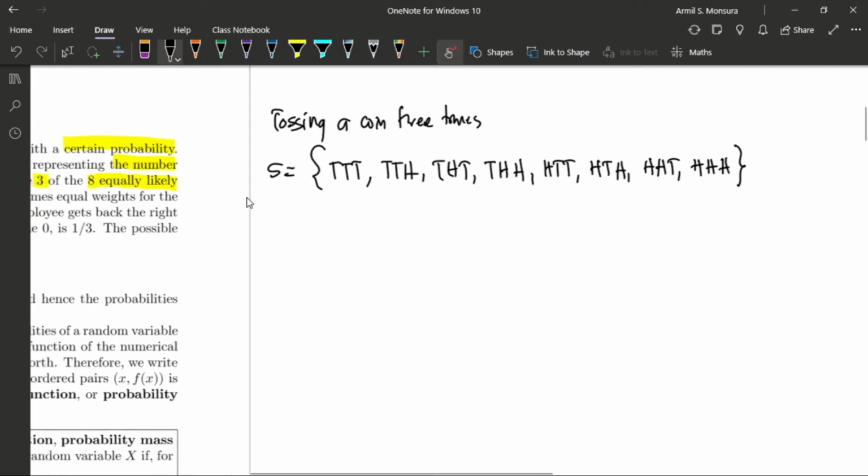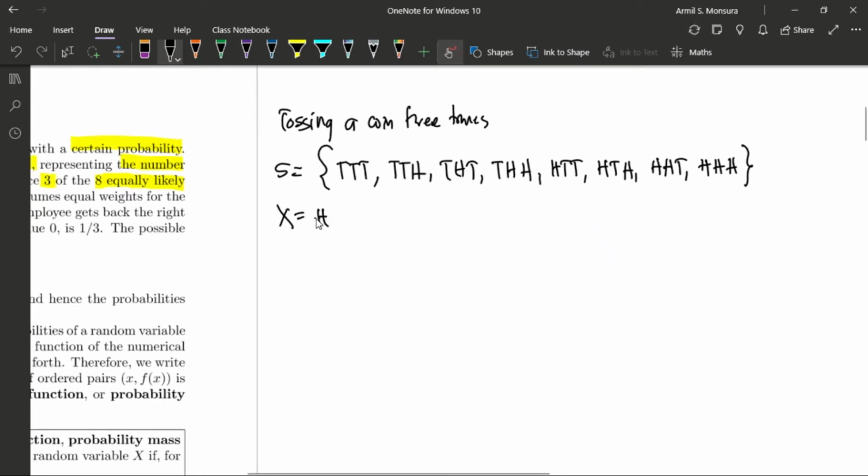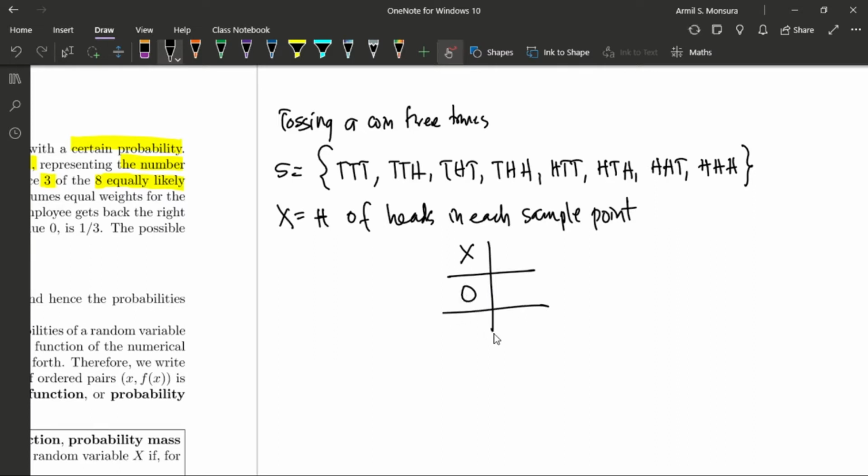Now, let us have our random variable x to be the number of heads in each sample point. Which means that our random variable x represents the number of heads that we will obtain when we toss a coin 3 times. So in this case, ang possibilities, your x can assume a value of 0, kasi wala talagang head na lumabas, a value of 1, a value of 2, and a value of 3.